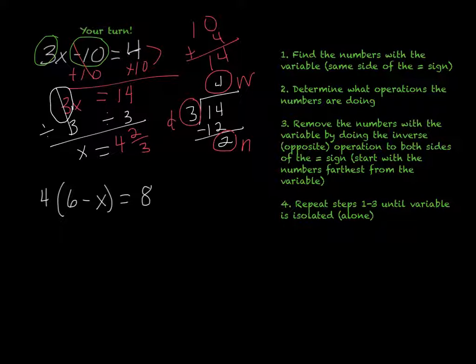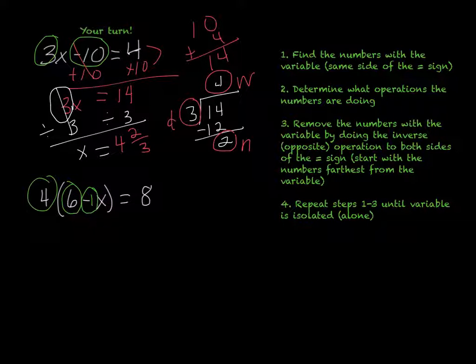The 4 times the difference of 6 minus some number equals 8. All right, we're going to find our numbers with a variable. We have a 4, we have a 6. We also have a number here because it's a negative sign. Remember, that's an implied -1.